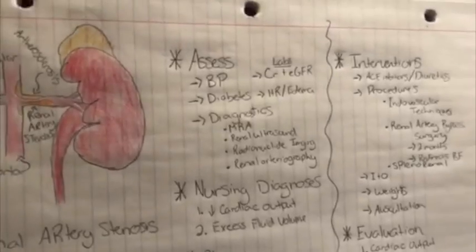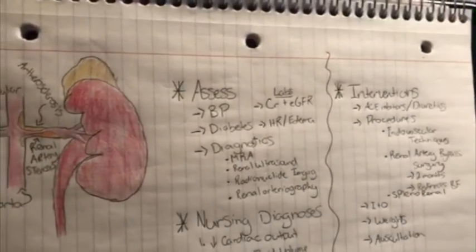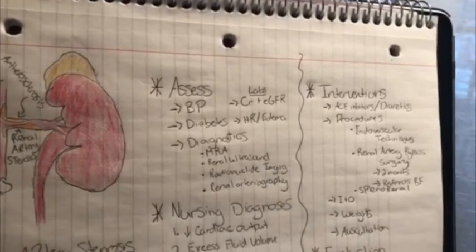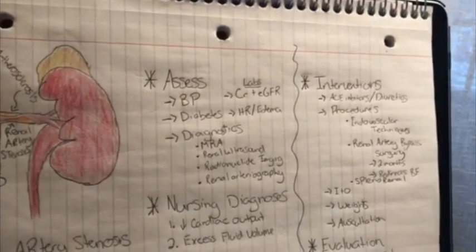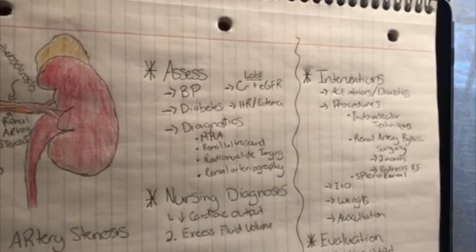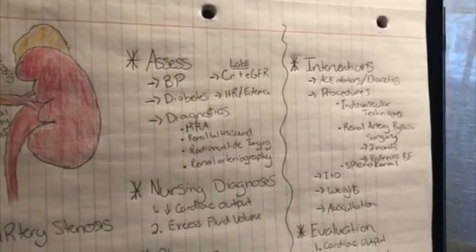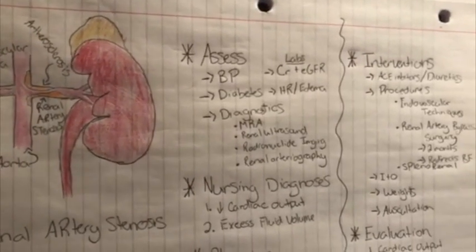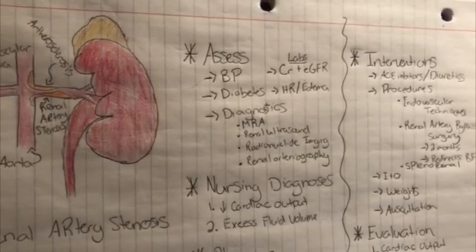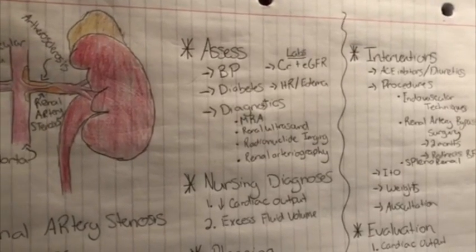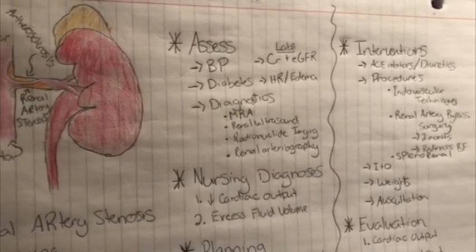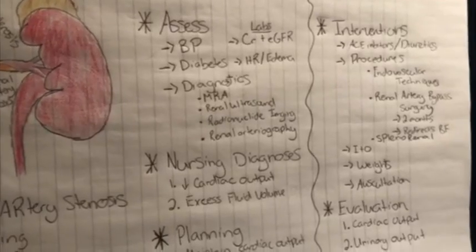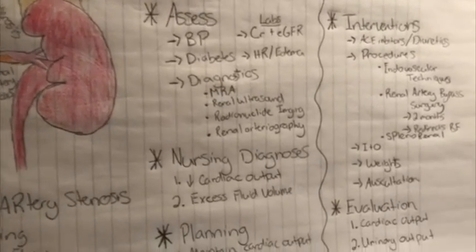For your assessment, you can assess blood pressure. The most common symptom you'll see is difficult to control high blood pressure, and that'll first occur after age 40 to 50 in patients without a pertinent family history of hypertension. And other key assessments include poorly controlled diabetes, elevated serum creatinine levels, and decreased glomerular filtration rate. You're going to want to assess the heart rate and also assess for edema along with lung sounds to assess for fluid overload and cardiac output.